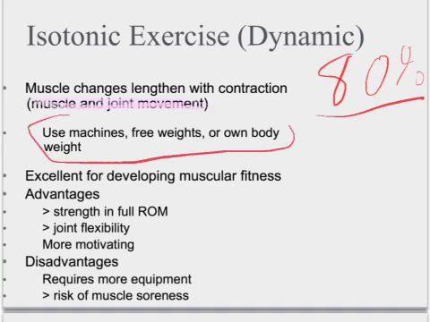You can use weights or no weights. You can use machines or free weights, or you can use your own body weight. There's just many different types of exercises you could do that would fit into this category. Nice part about this that's better than isometric would be that it helps with our range of motion, and it increases our flexibility. It's a lot more motivating.